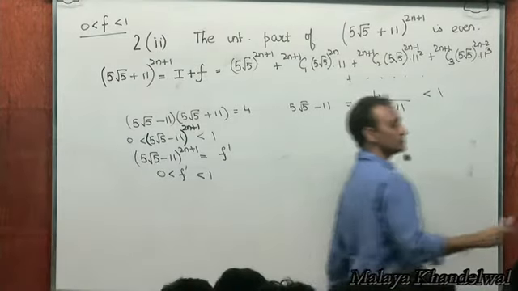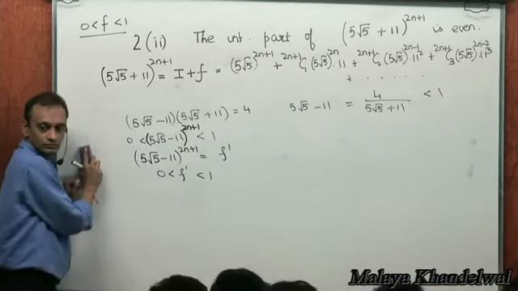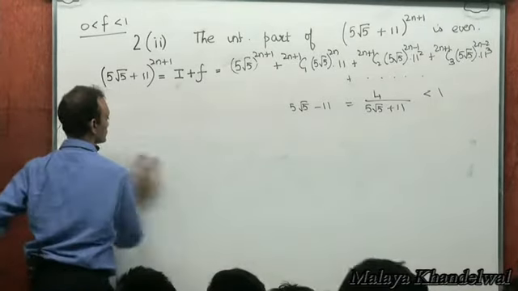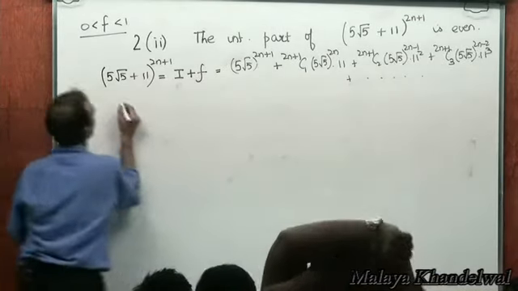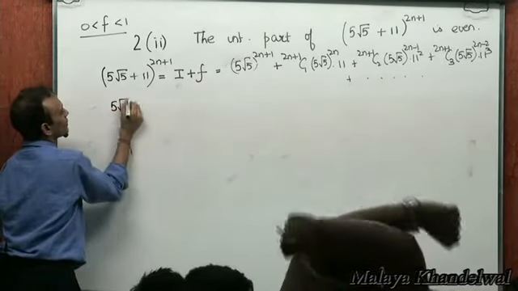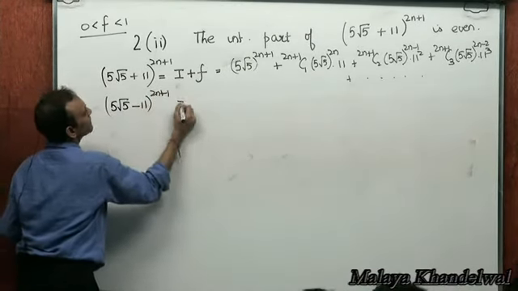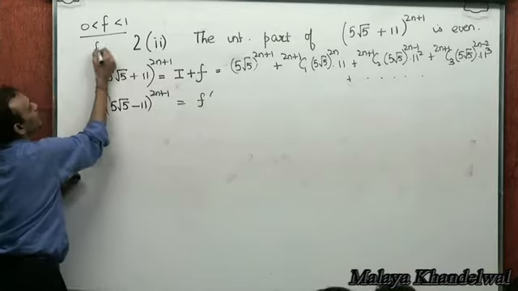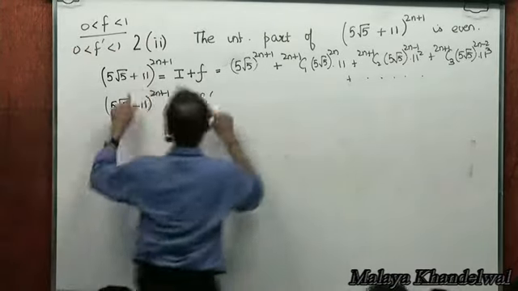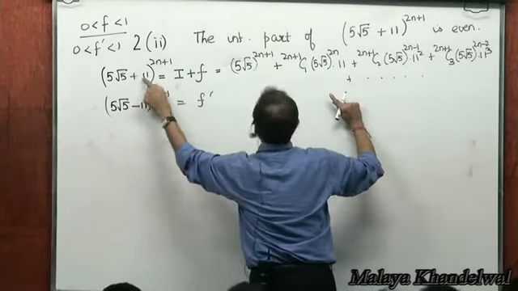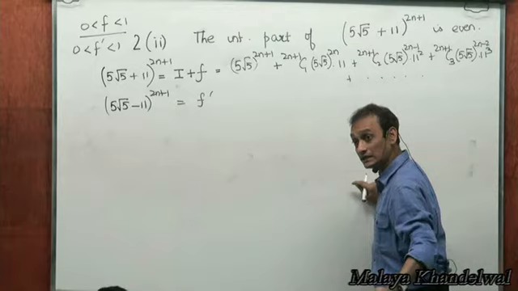Now, can I wipe this off? Five root 5 minus 11 to power 2n plus 1 is simply f prime, where f prime is less than 1 and greater than 0, right? So, what am I going to do in this? I just replace 11 by minus 11 in the entire scheme of things here. I replace 11 by minus 11.